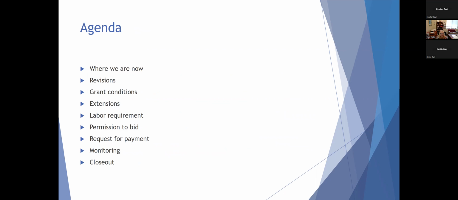So these are the items we're going to be covering. Where are we now? If you need revisions, the grant conditions that you must meet in order to get your funds released, extensions, labor requirements that apply, getting your permission to bid, how to complete a request for payment, what type of monitoring will we be doing, and the closeout for the project.